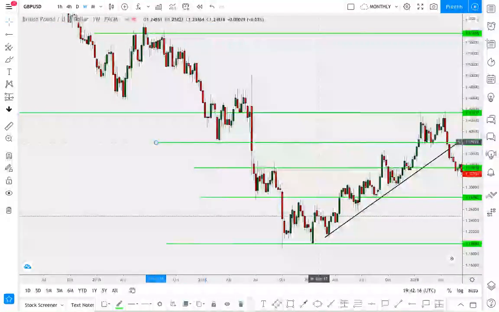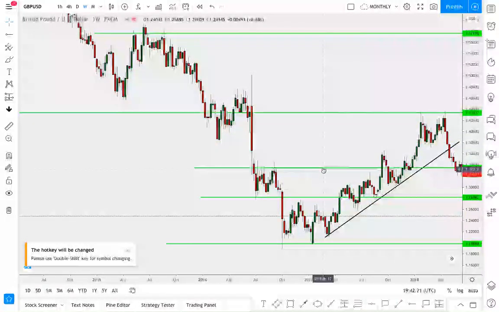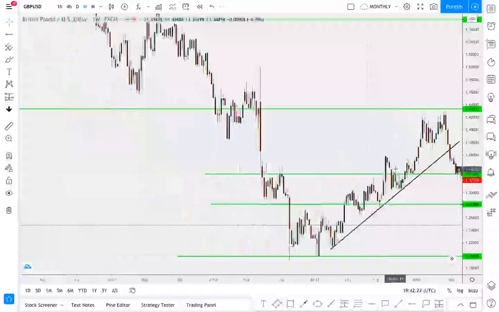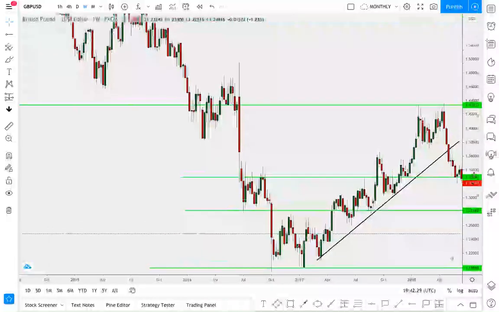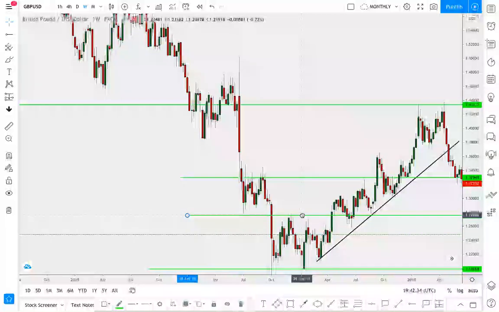This one, I don't really trust this one that much. Okay, so this right here will be a level for me. So I'll just plot these guys out, and then these guys will now be my guide all the way to the downside. Let me just adjust this pretty nicely.